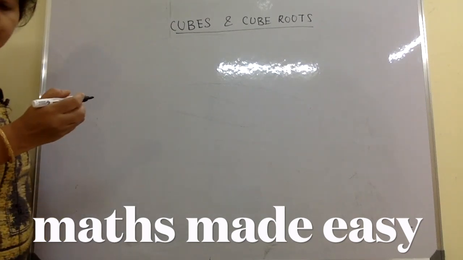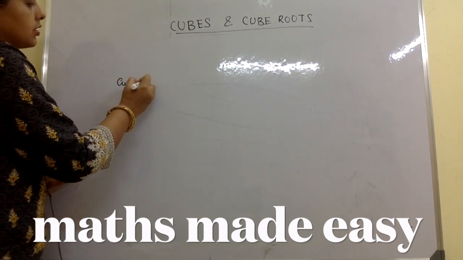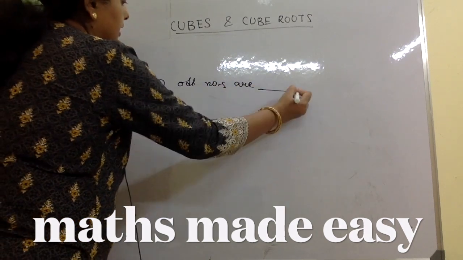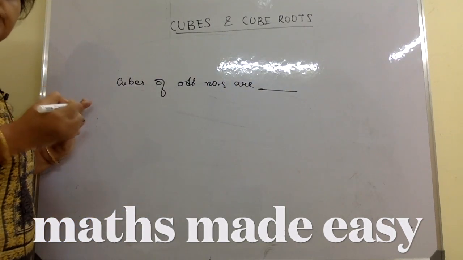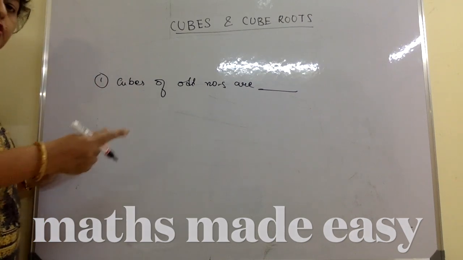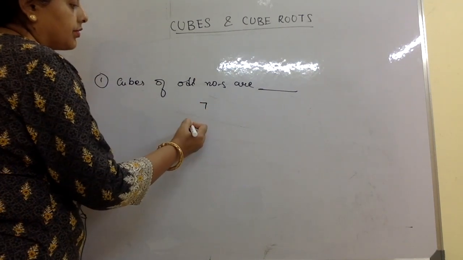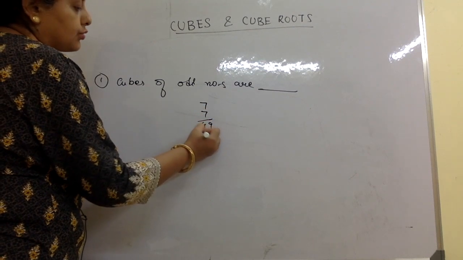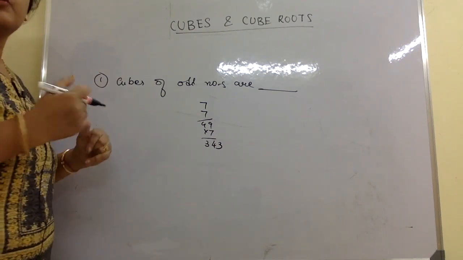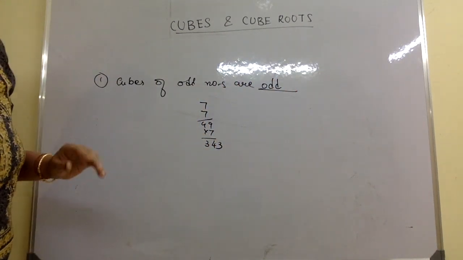We had a sum like: cubes of odd numbers are dash. Now what are cubes of odd numbers? That was the first fill in the blank. If you are cubing an odd number, let's say 7, 7 into 7 is 49, into 7 is 343. So cubes of odd numbers are odd. That means they end in odd digits.